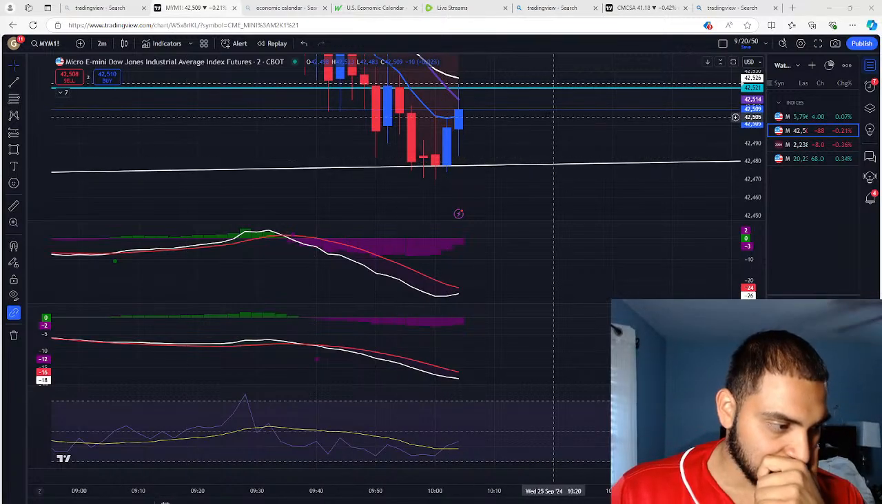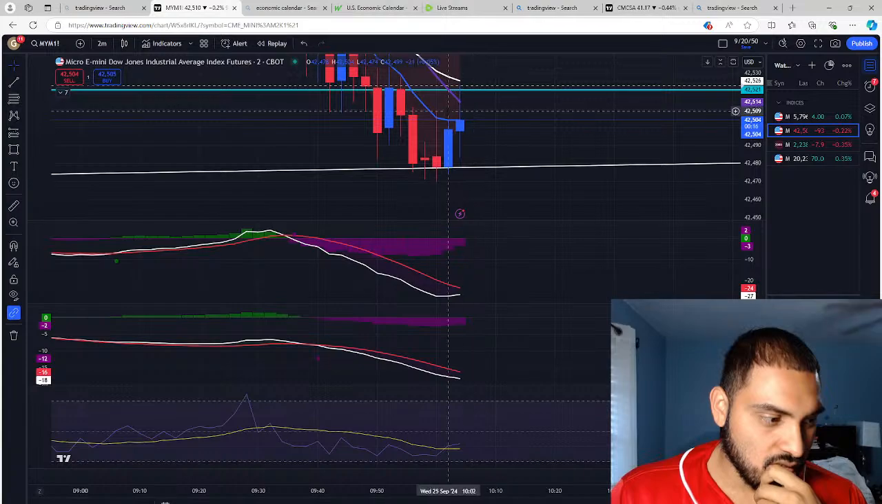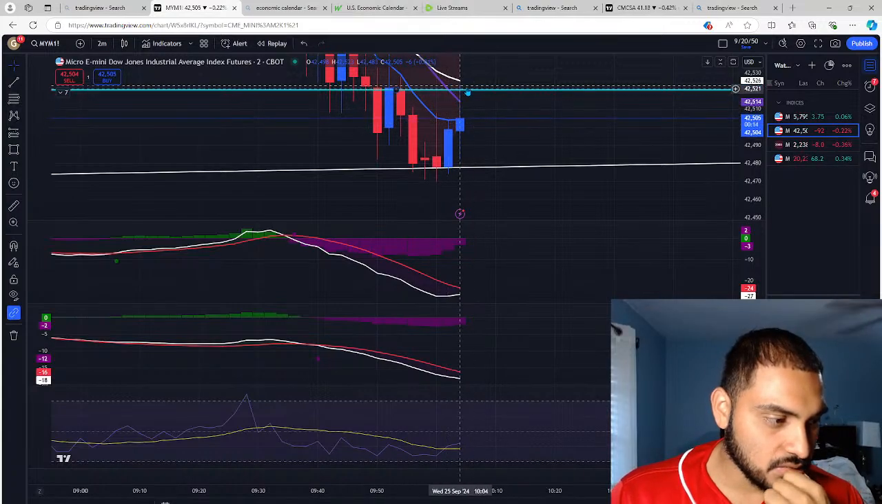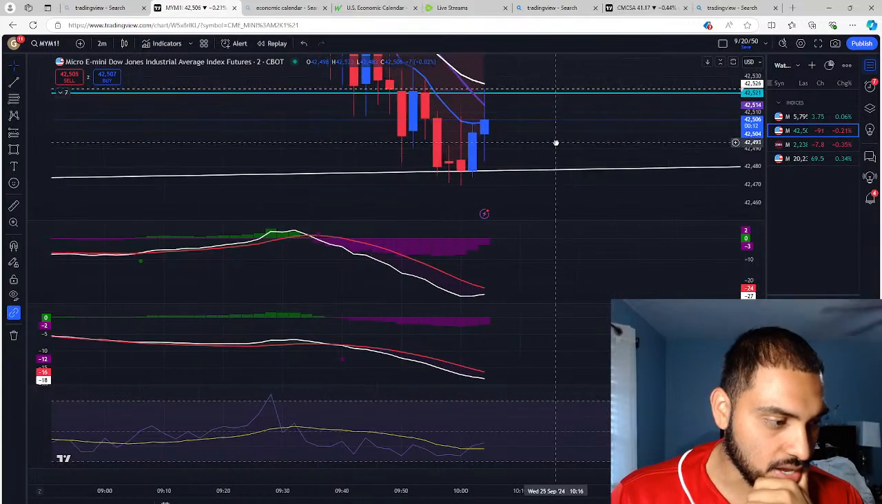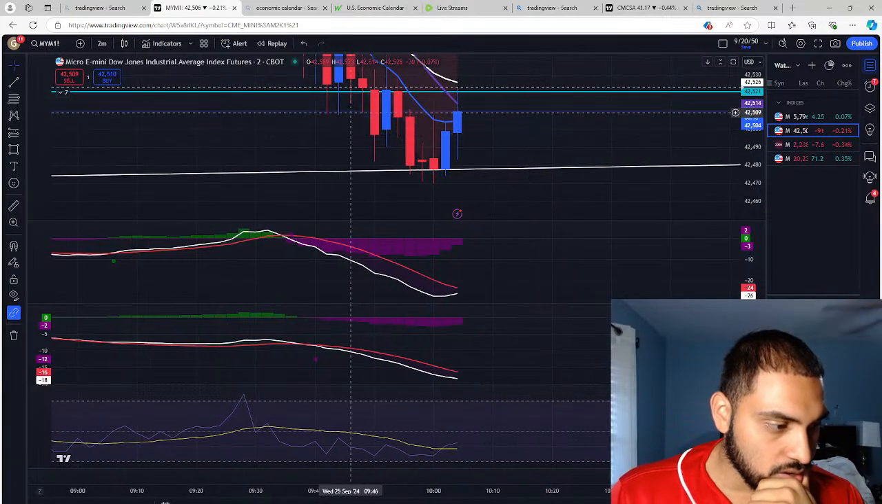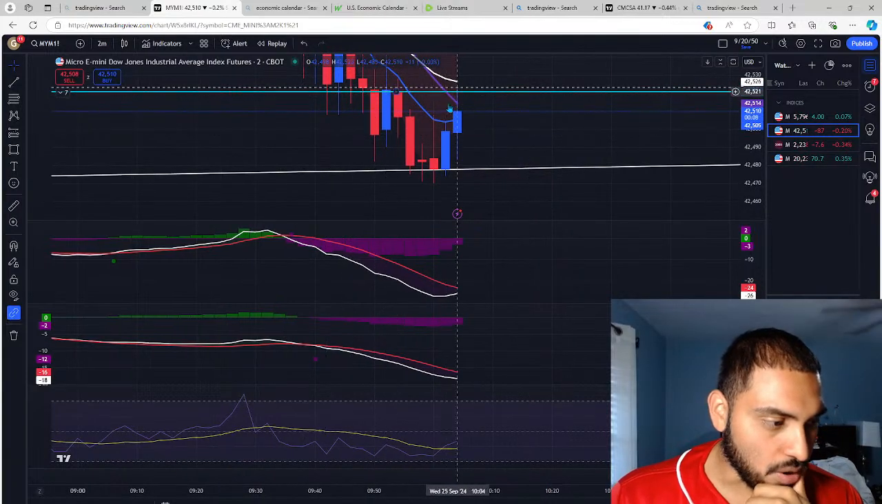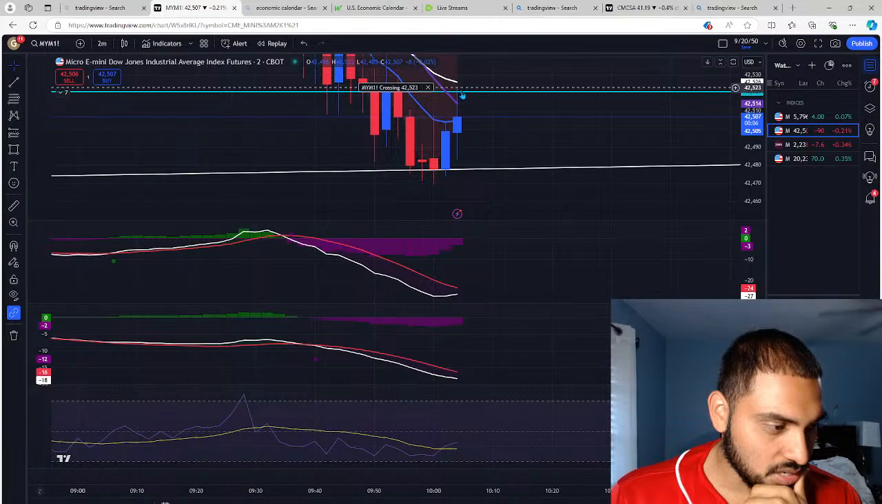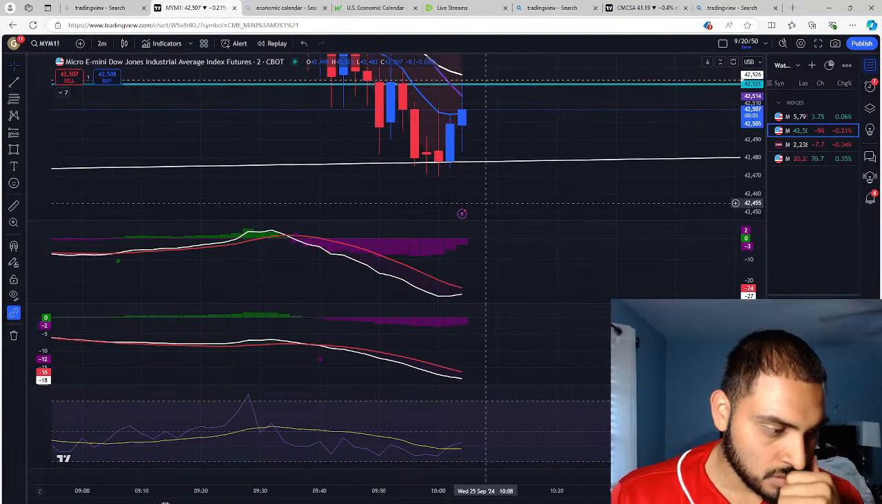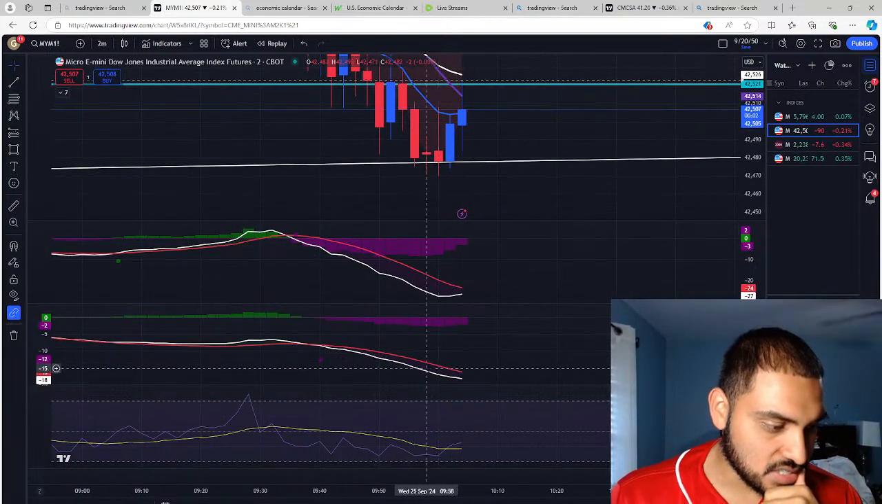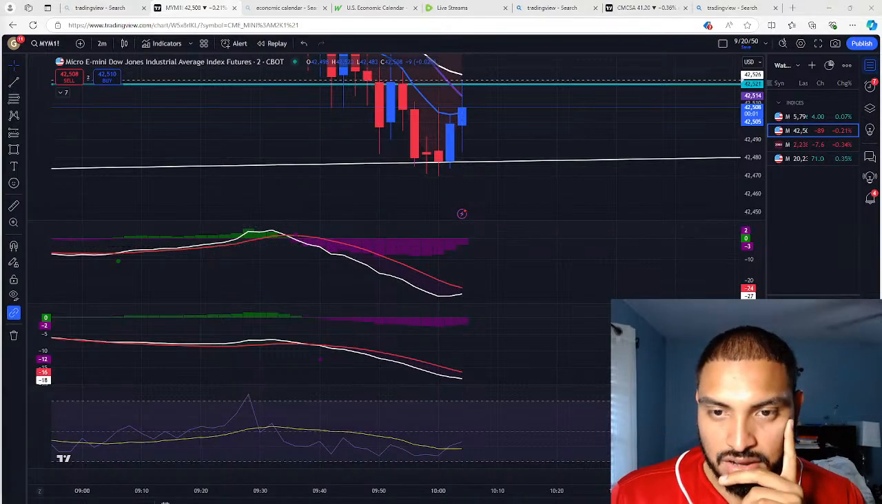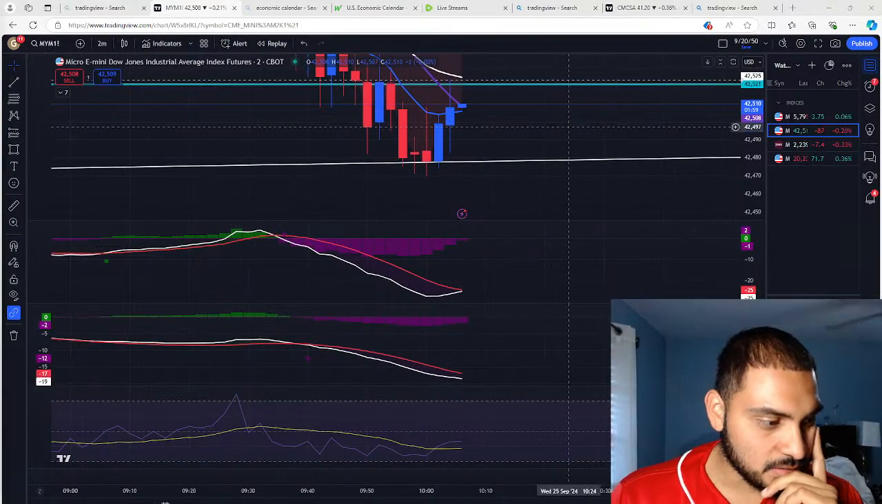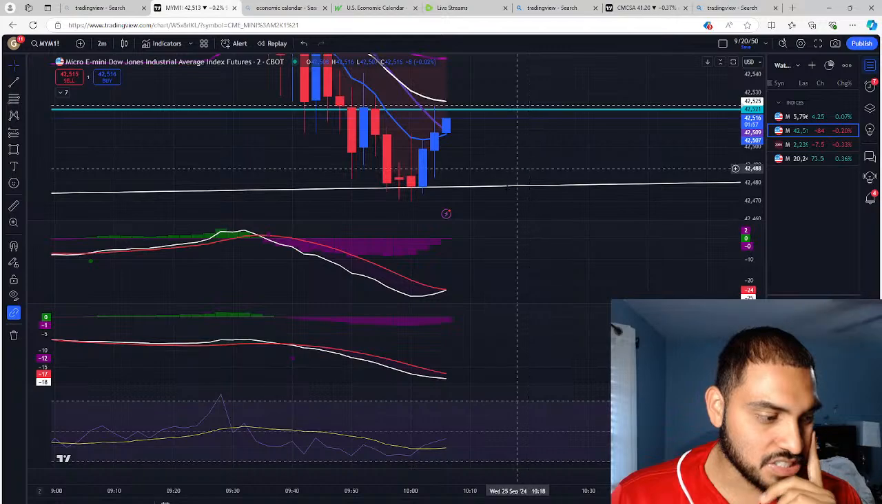Because it's touching, it's trying to break the 9, the whole moving average, and the 20 EMA. It broke past support a little bit, and it looks like it's hitting that. MACD is still red, still red. On the 5 minutes, still red. We're gonna keep on watching it.